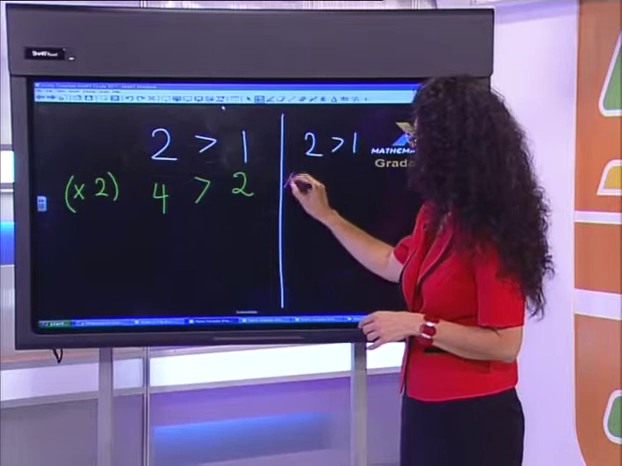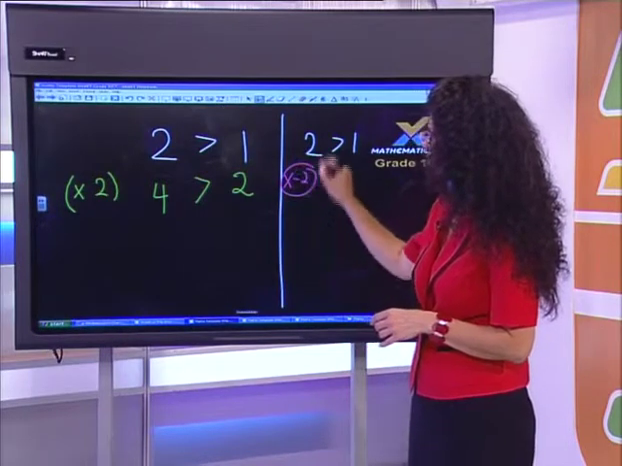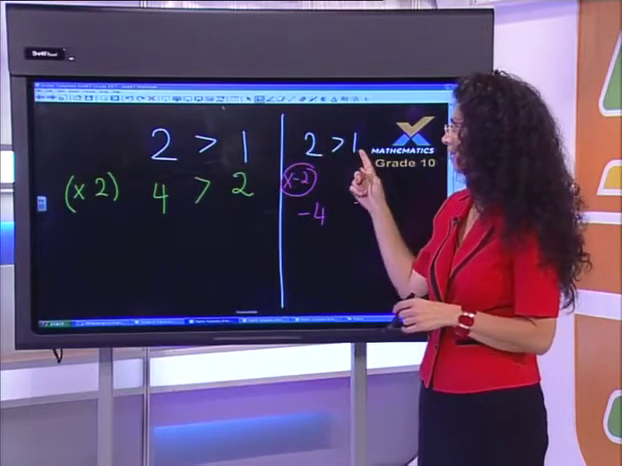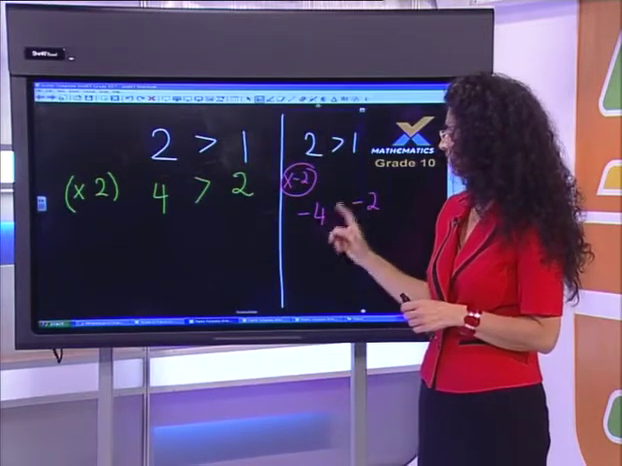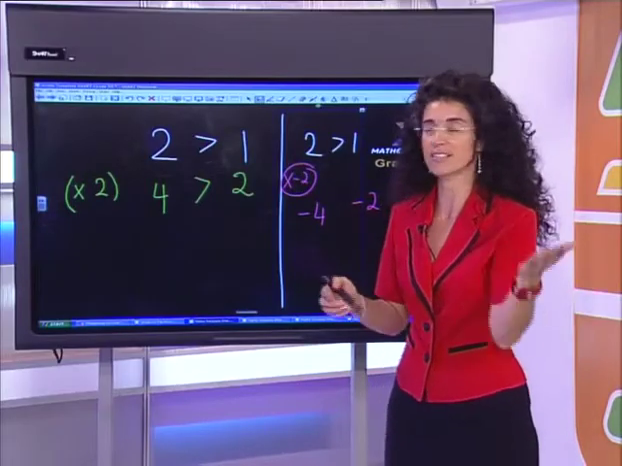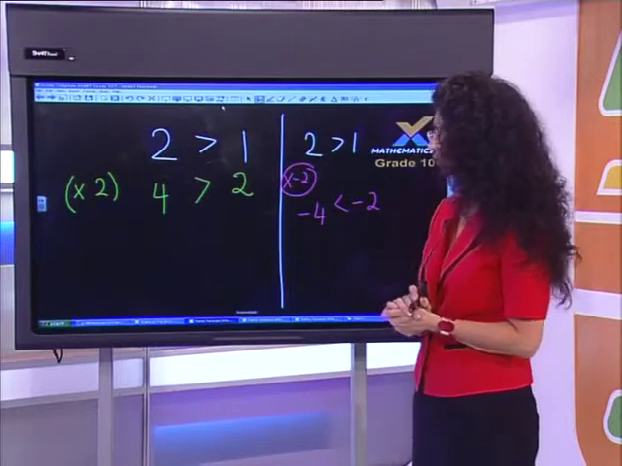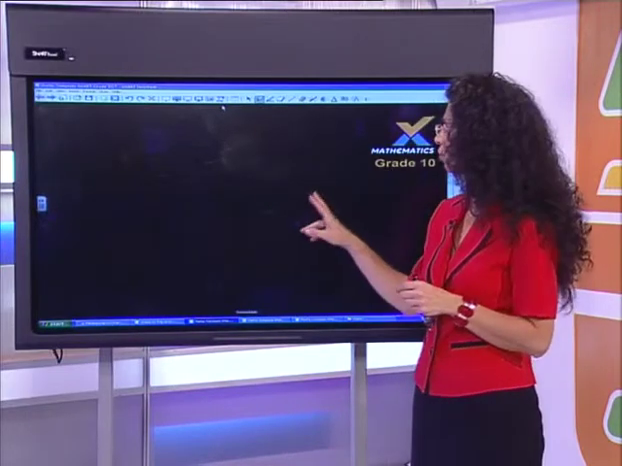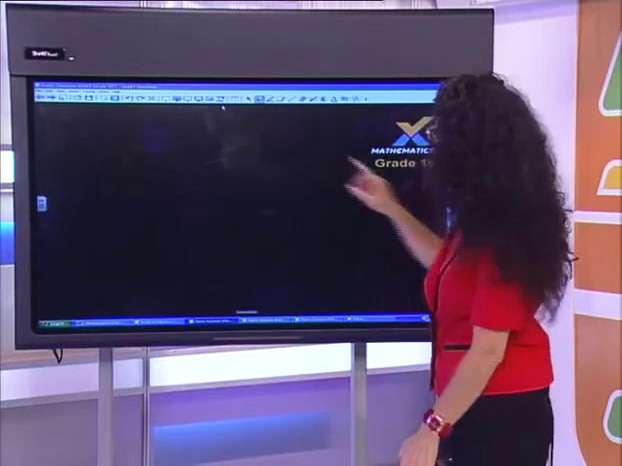if we multiply by negative 2 now, we're going to get a negative 4 and a negative 2. 2 was definitely greater than 1. What is the comparison between negative 4 and negative 2? Is negative 4 smaller or greater than negative 2? And on the number line, it's obvious. Negative 4 is smaller than negative 2. So what has happened is that this inequality has changed in order to make that comparison true. And that inequality will only change when you are multiplying by a negative.